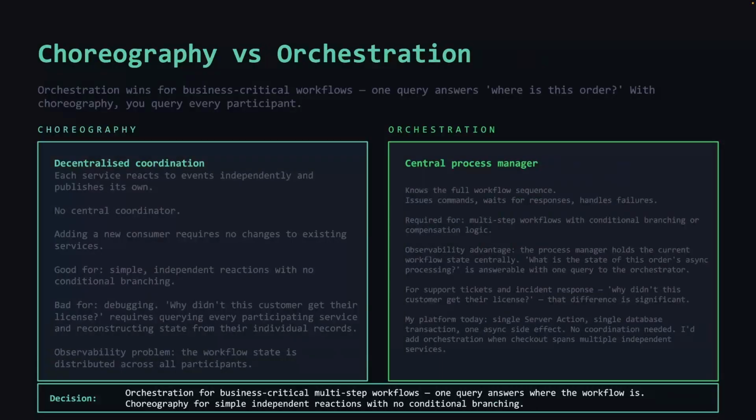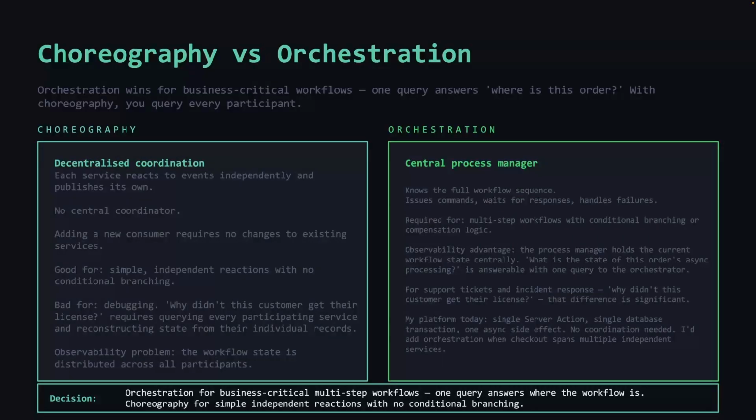It issues commands, waits for responses, and handles failures. It's required for multi-step workflows with conditional branching or compensation logic. The observability difference is what makes orchestration preferable for business-critical workflows. With orchestration, the process manager holds the current workflow state centrally.